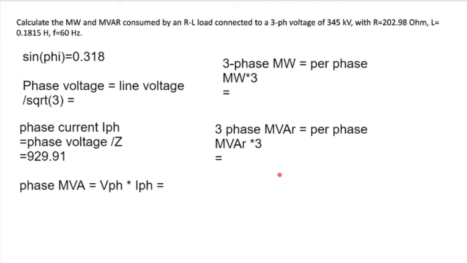Now megawatt per phase MVA, we have it. And we just need to multiply it by 3 now. And what should be the answer? 179. Everyone is getting that? Everyone got that one?